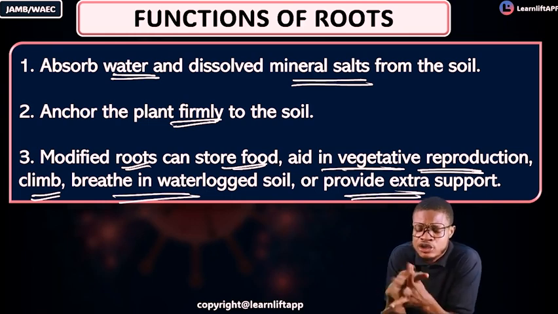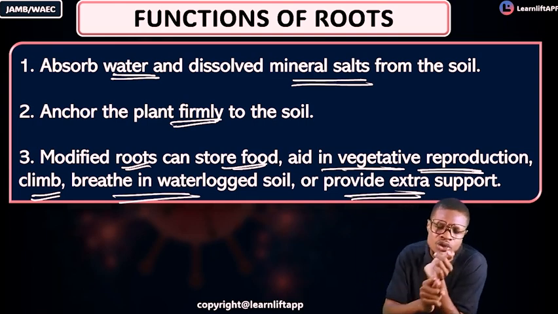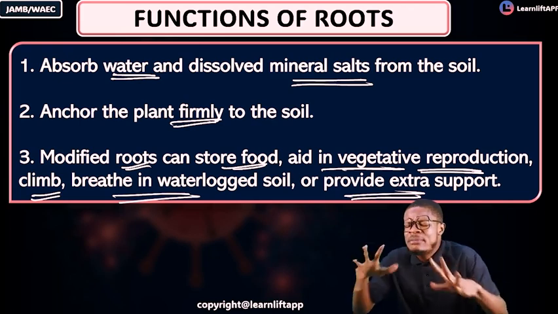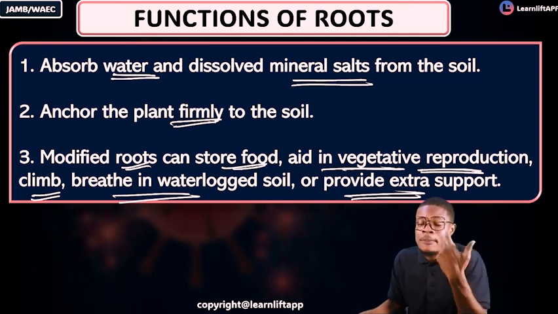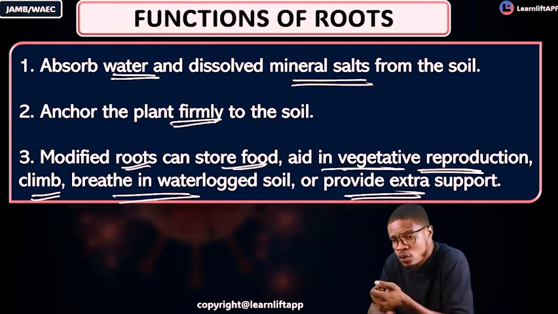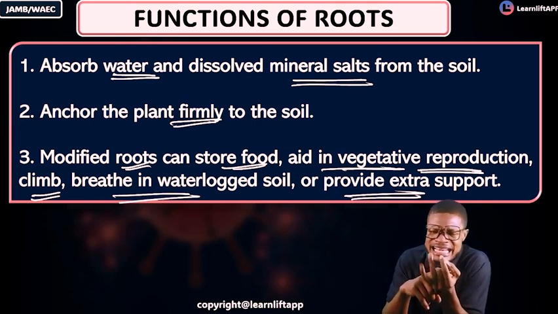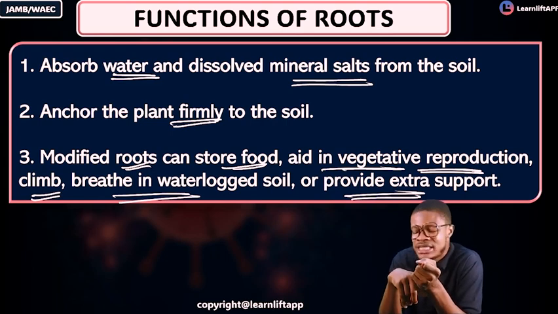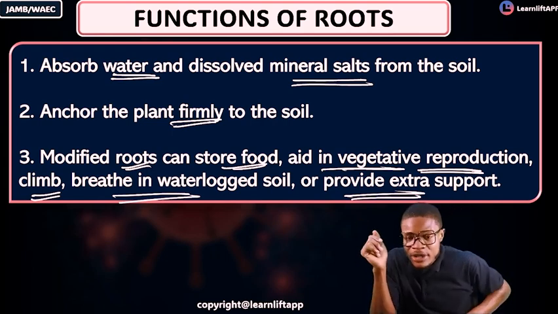Give me the 3 functions of roots. Number 1, absorb water and dissolved mineral salts from the what? Soil, and that function is carried out by your what? Your root hairs. Number 2, anchor the plant firmly to the soil. Every one of them joins hands together to do that. Number 3, modified roots can do what? They can store food. Modified roots can aid in vegetative reproduction, assist in climbing, help them for breathing in waterlogged soil, and also provide extra support. If you get this, that means you have done very well.